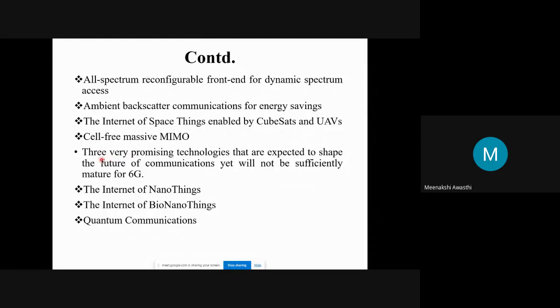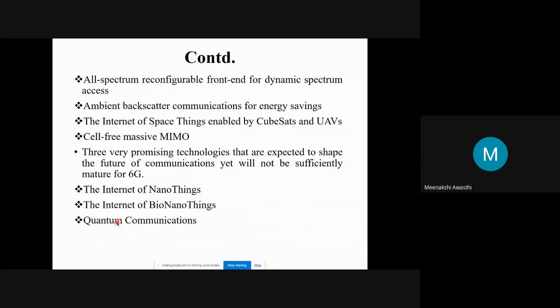Again, there are three very promising techniques that are expected to shape the future of communication, yet are not sufficiently mature for 6G. So these are three very emerging technologies. They will not be covered in 6G, but these three technologies are very new, state of the art in wireless communication. They are the Internet of Nano Things, the Internet of Bio Nano Things, and quantum communication. So these are the future of wireless communication.